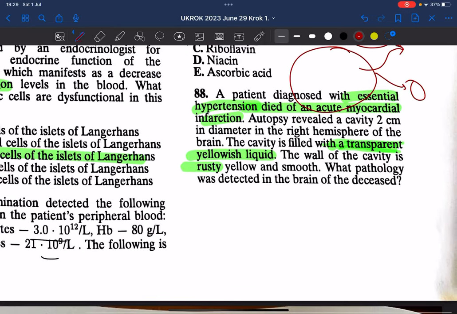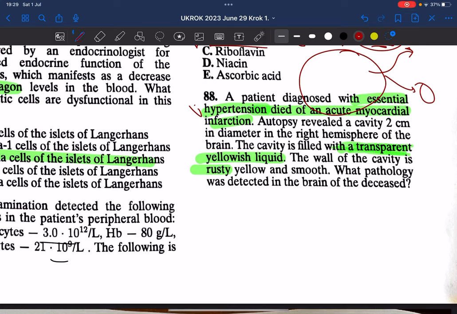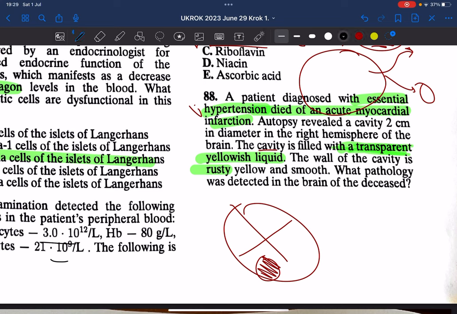Here we have a patient with essential hypertension who died of acute myocardial infarction. So an area of the heart has necrosis. After an autopsy, after death, we find in this area a transparent yellowish liquid, with walls that are rusty.